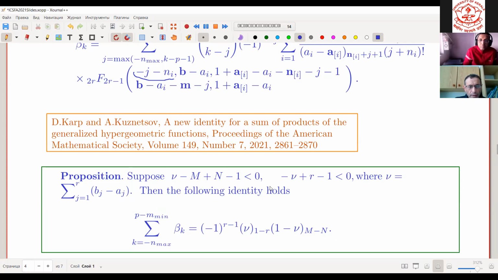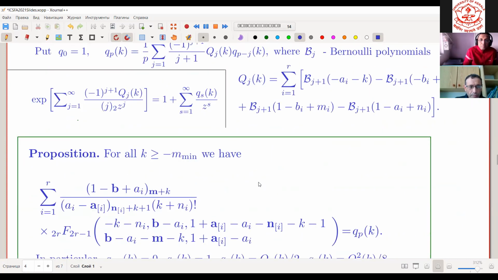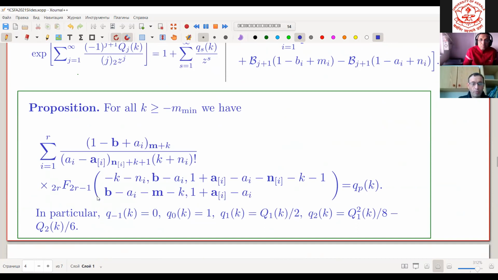A simpler left-hand side is obtained in the following proposition. We have a single sum of terminating hypergeometric functions equal to a certain polynomial of k. K is this parameter here. It's free. Any k we can take greater than this number. And this polynomial, first of all, if this number p equals maximum minus 1, m minus n minus r plus 1, if this maximum is minus 1, then we simply get 0 here. So we get a pretty simple identity. If p equals 0, we get simply 1 here.